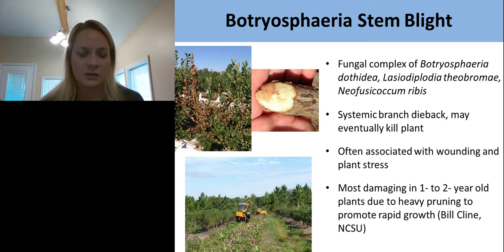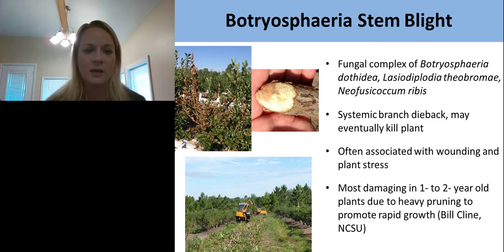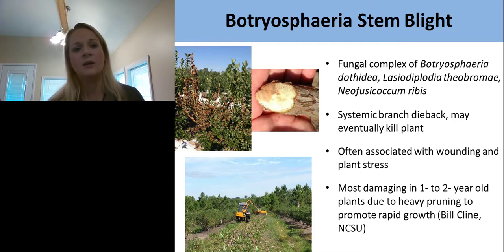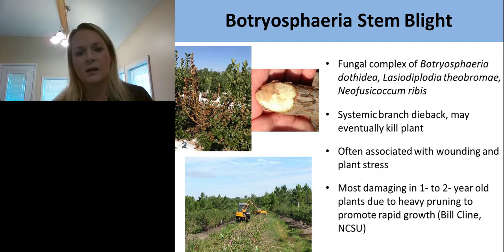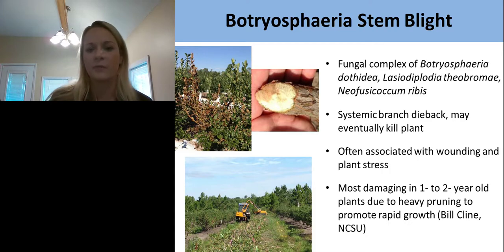I have actually been working on this through my PhD for a while now, and we're trying to keep sharp tabs on this. It's caused by a fungal complex and multiple organisms. It can cause systemic branch dieback. A lot of growers are familiar with the green canopy and the blighted stem. That's kind of indicative of it in the field. And also if you cut into the cane, you'll have that kind of triangular pie-shaped discoloration in the stem. But it's often associated with wounding and also plant stress. So we can often see these in young fields that are pushed very heavily with fertilizer. And it can be most damaging in those younger fields, also due to heavy pruning. That's a report from Bill Klein.